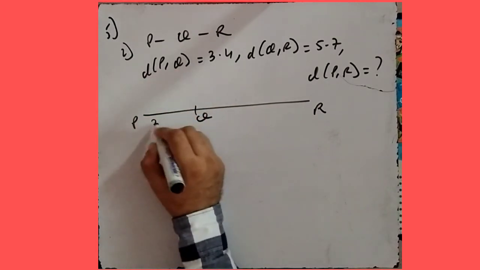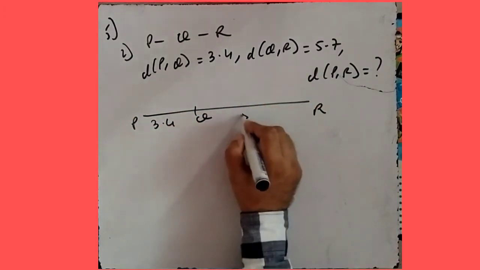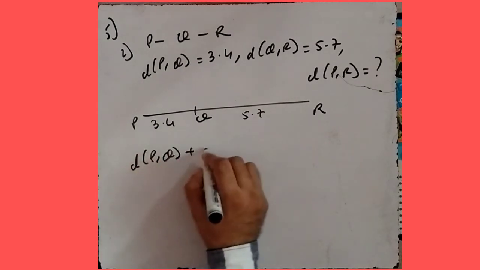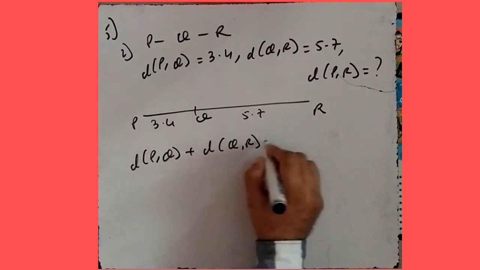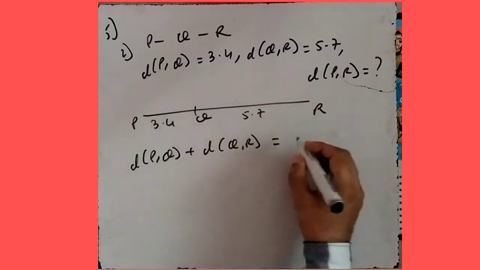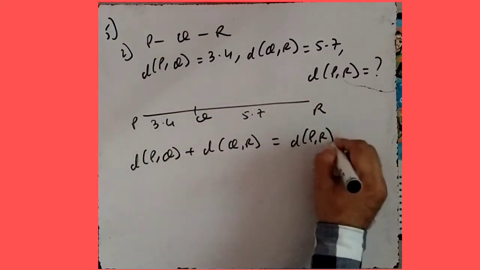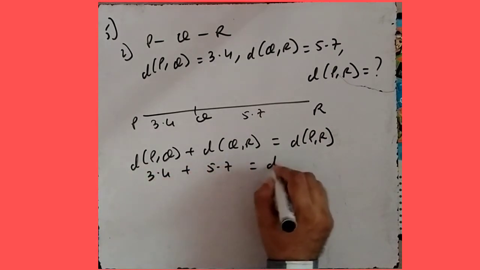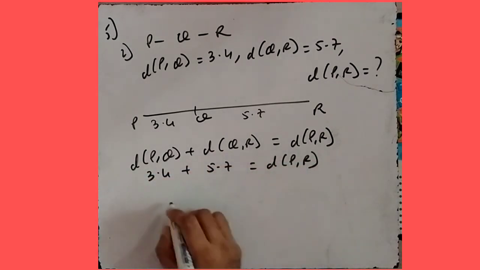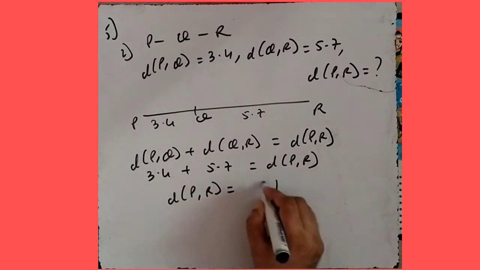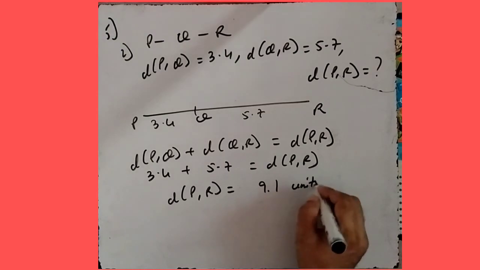Distance PQ 3.4, QR 5.7. Distance PQ plus distance QR is equal to distance PR. 3.4 plus 5.7 is equal to distance PR. So distance PR will become 9.1 units.